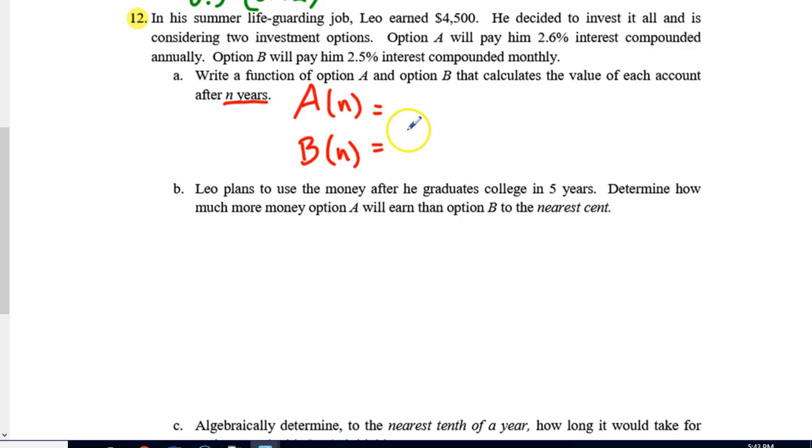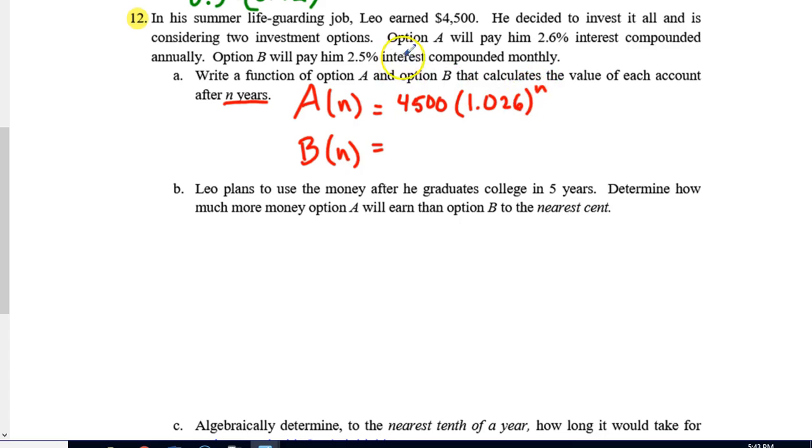So the first function has a $4,500 initial amount. Sorry, $4,500 initial amount, big difference there. And then it's 1 plus the rate, right? So 1.026. Right? That's how we represent 2.6% raised to the n power.